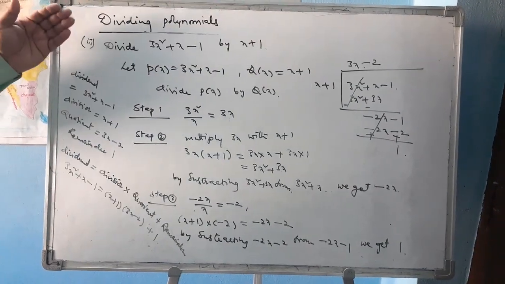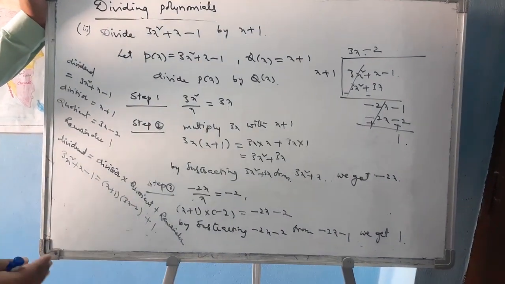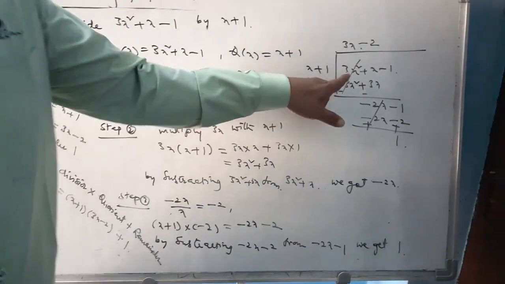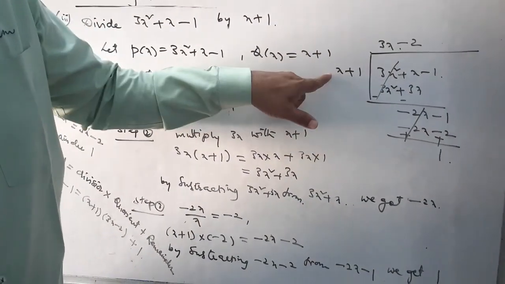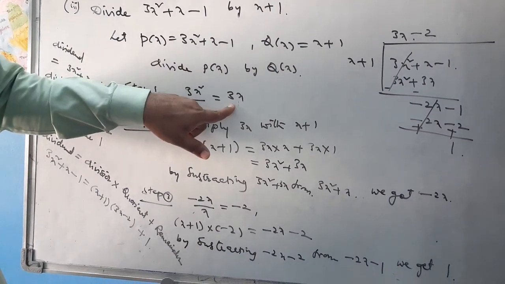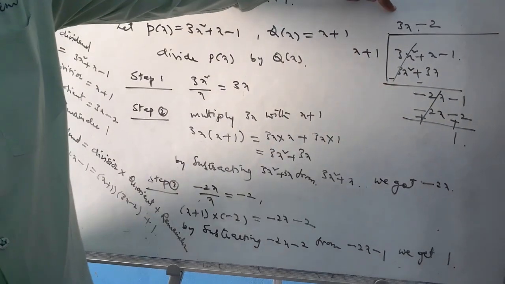So what is the process? Divide the 3x square plus x minus 1 by x plus 1. First of all, what is the first step? Here 3x square should be divided by x. We will get 3x square by x become 3x. 3x is the first term in the quotient.